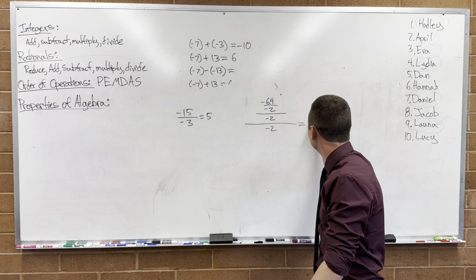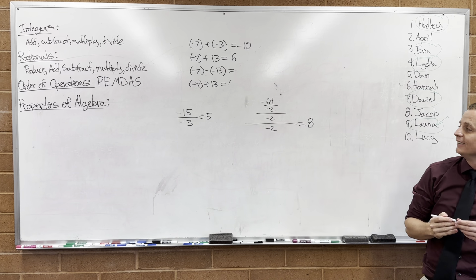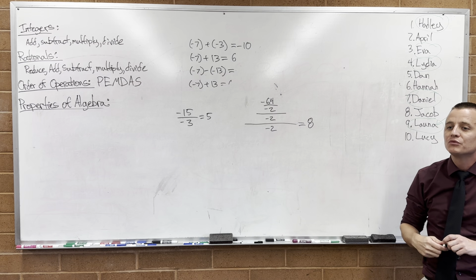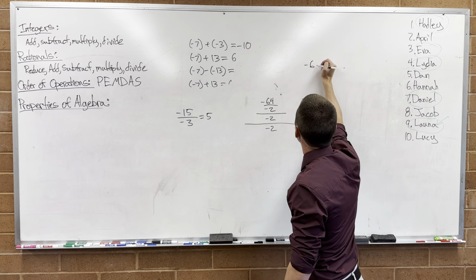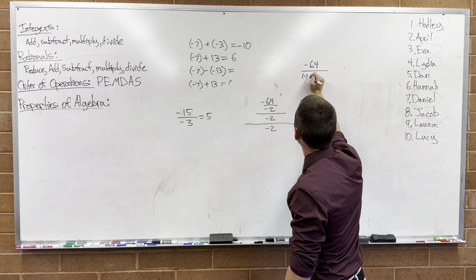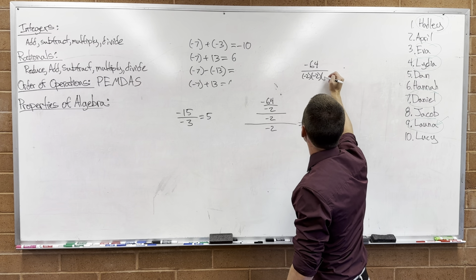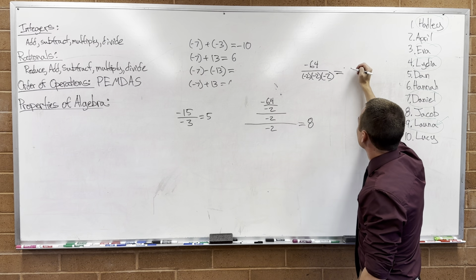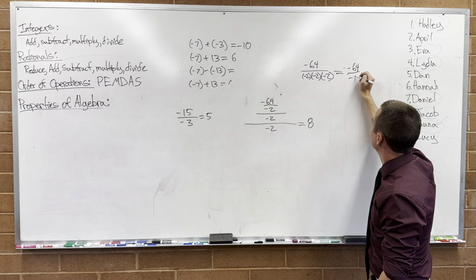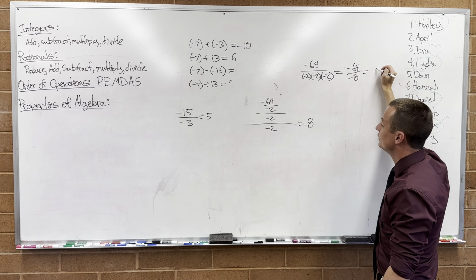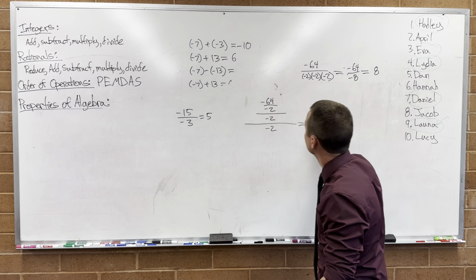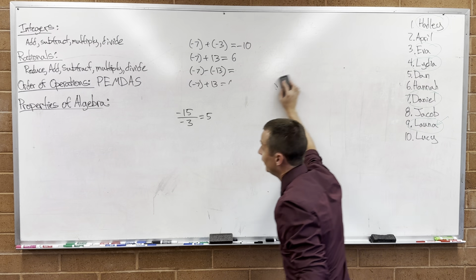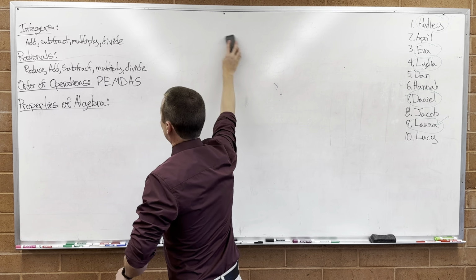Eight. Wonderful. Positive 8. Cut in half, cut in half, cut in half, three times. Or in other words, what you were doing was negative 64 divided by negative 2, negative 2, negative 2, which is equal to negative 64 over negative 8, which is equal to 8. Okay, so that is our rules for integers.